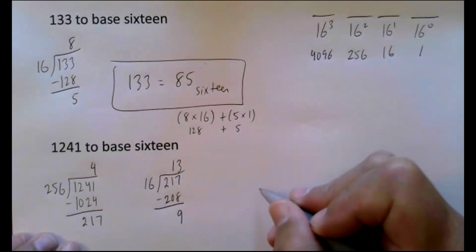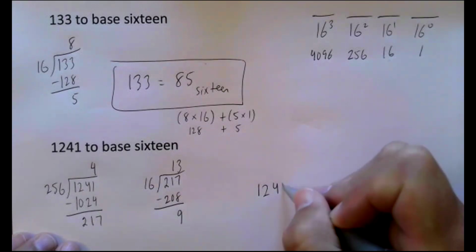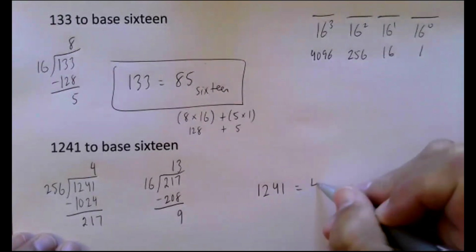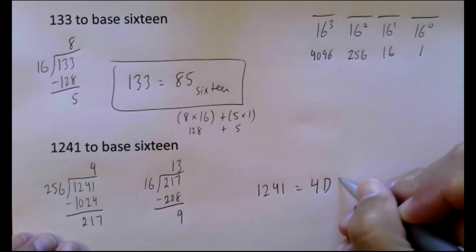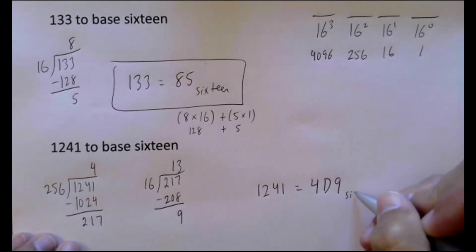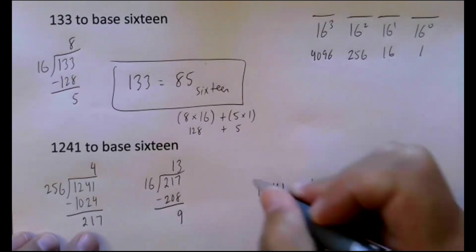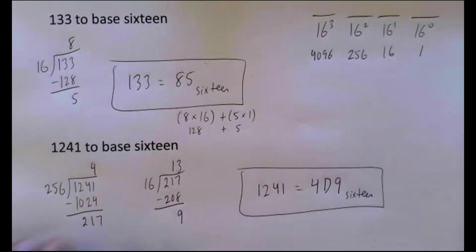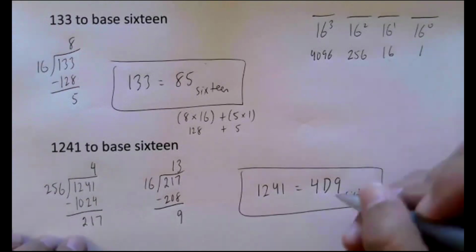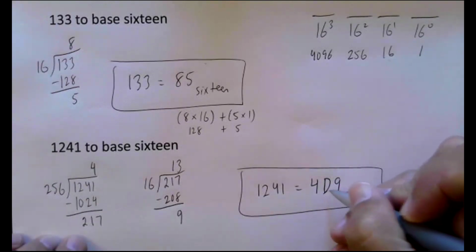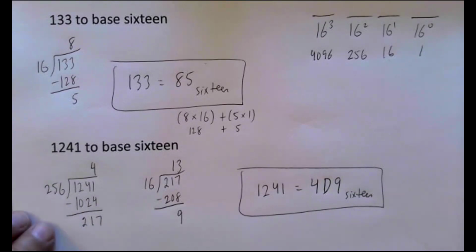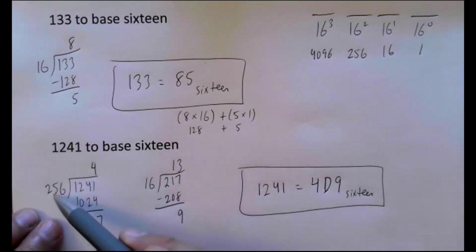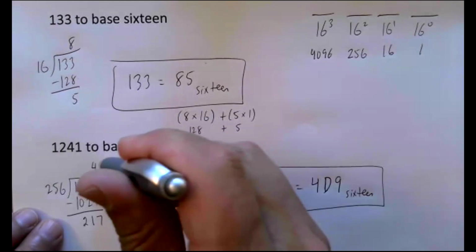So my answer is going to be that 1241 equals 4D9 when we switch it to base 16. I didn't say 49, I said 4D9. That's the letter D right there. Oh, that looks weird, right? That's a letter showing up in our numbers, but there's a 4 in the 256 position.